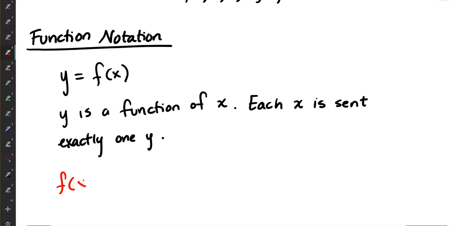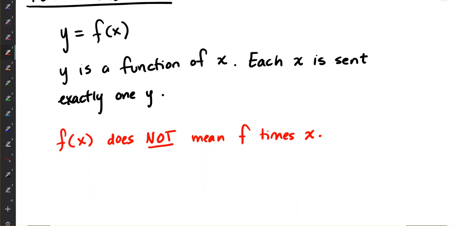F parentheses x does not mean f times x. And it's understandable that if you were looking at it for the very first time, we would maybe think that f is an unknown and we're multiplying it by x, another unknown, but that is not what this means. Y and f of x are interchangeable, right? So we're advancing our notation to make it more rich and more meaningful.